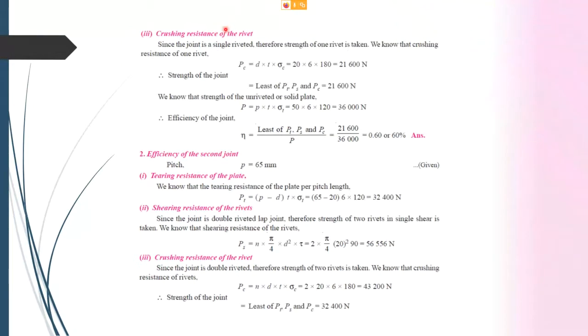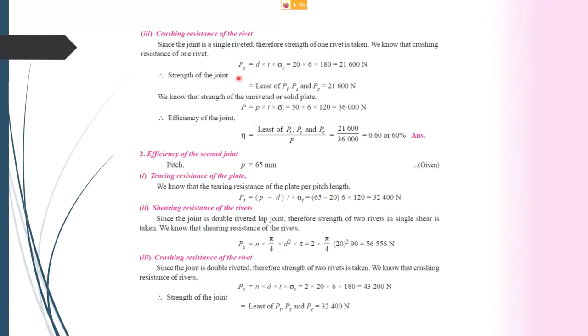Then based on crushing resistance, this is the formula that we use for crushing, where D is the diameter of the rivet, T is the thickness, and sigma subscript C is the crushing stress. So 20 times 6 gives you millimeter square, then times 180 Newton per millimeter square, so you get a force of 21,600 Newton.